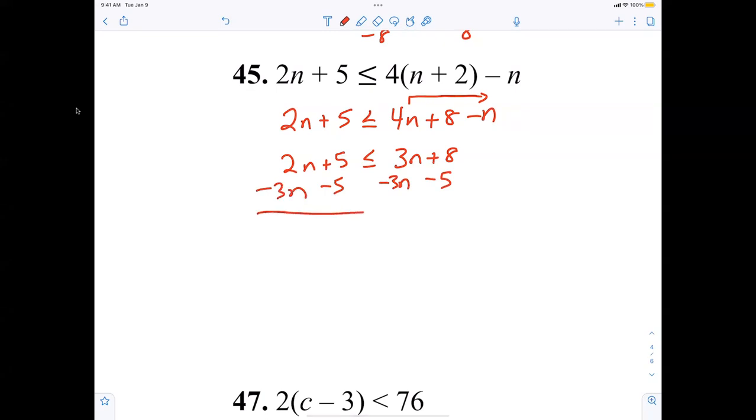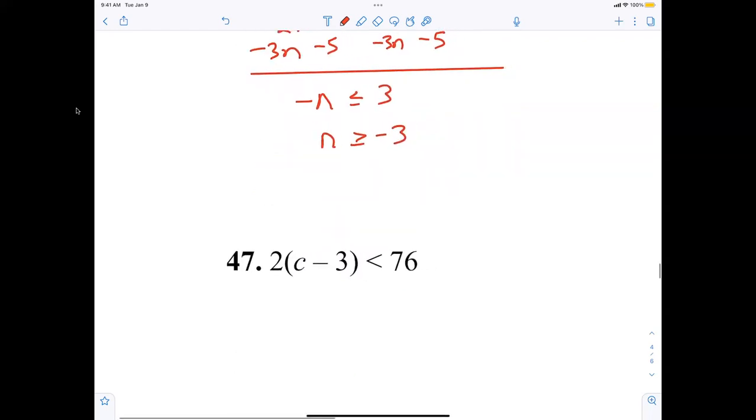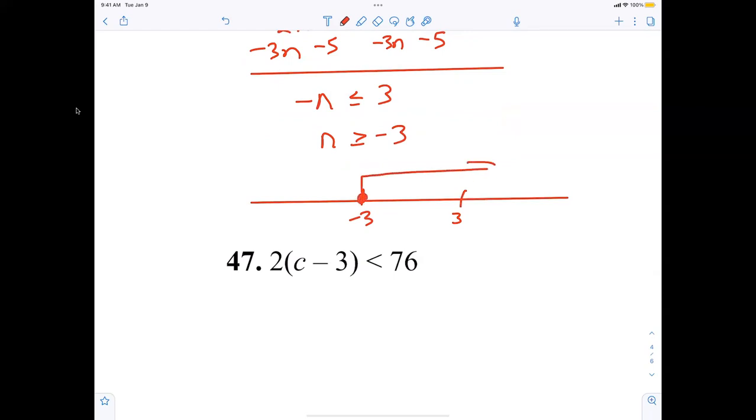Okay. So now what? Negative 1n is less than or equal to 3. Now what? You would divide it and you would get n is greater than or equal to negative 3. You're amazing. That was really good. All right, so now what? Then you do negative 3 and then 3. It would be a closed circle over negative 3 going to the right. Wow. Okay. That's good. All right, I'm feeling good about this.